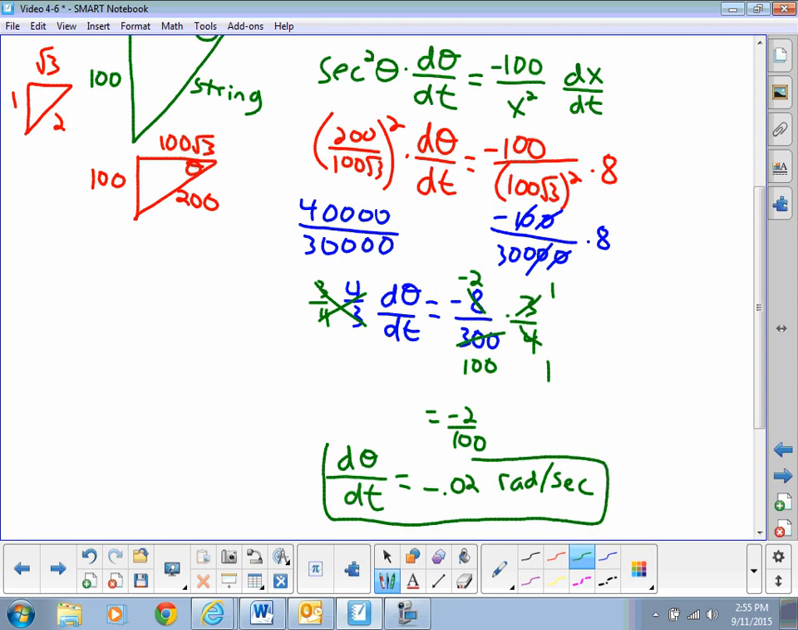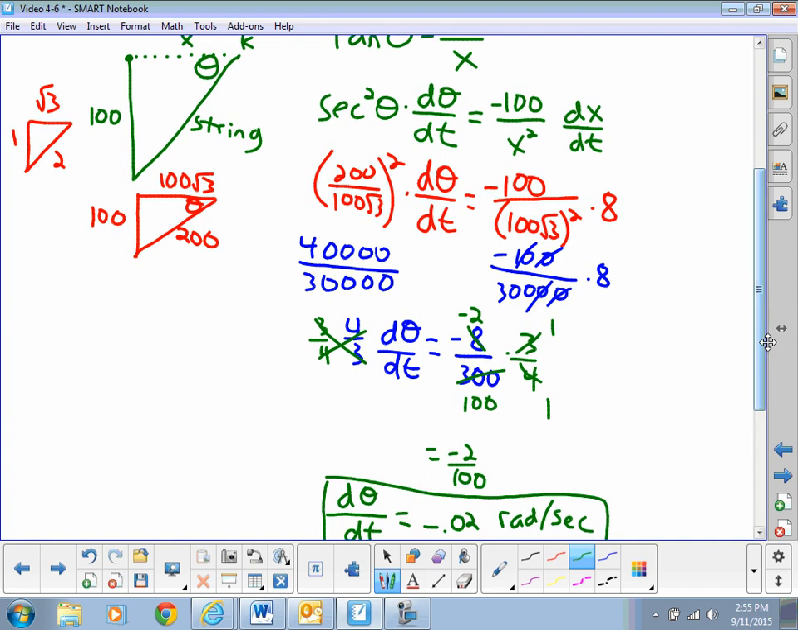And if we think about this, as that x distance increases, as x keeps going further to the right, that theta angle will be getting less and less.